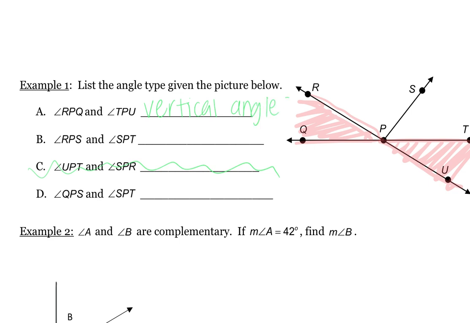Ok, so estoy clasificando mis ángulos. En este caso, los dos que subrayé en rojo, esos están opuestos. So yo sé que son ángulos verticales. All right, let's keep going.